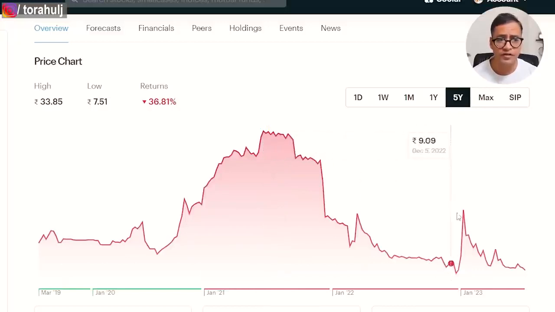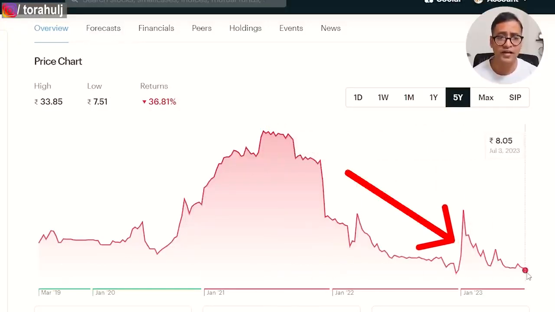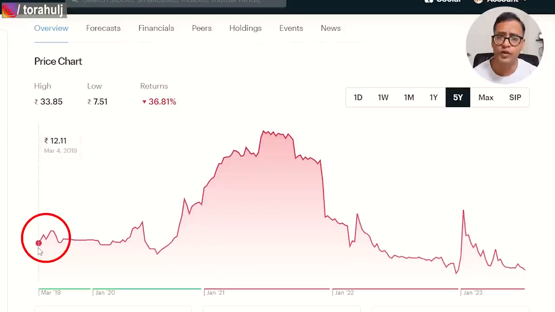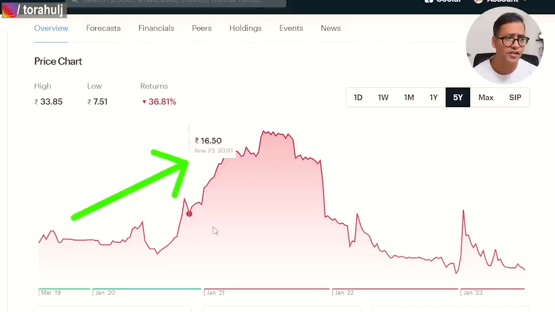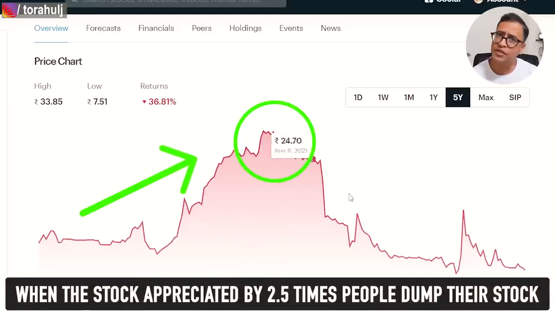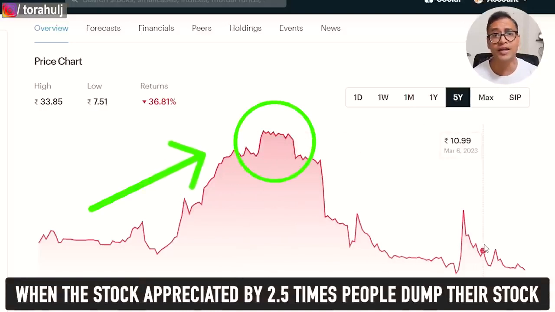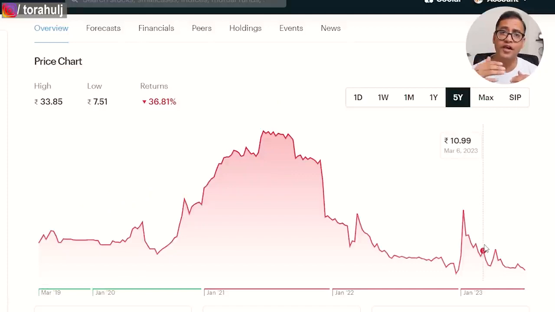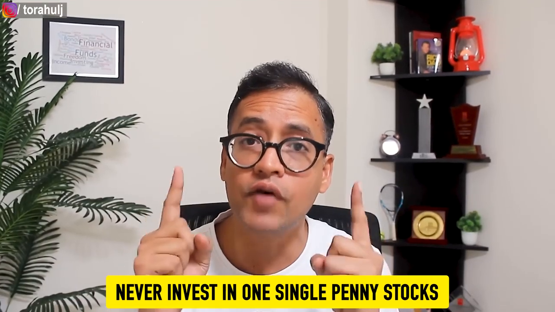And you see what happens afterwards. The stock has fallen down and has in fact given losses. It is now trading at 8 rupees, giving losses to people who invested here at 12 rupees. So what happened there? Simply, when the stock appreciated by 2.5 times, people dumped this stock, right? And this happens a lot in penny stocks, where even if for a shorter duration of time a penny stock might have given you good notional profit, it comes tumbling down extremely fast. They are extremely risky stocks. The moment people make money, they dump them. Pump and dump happens a lot in penny stocks. So please be careful. Therefore, the good strategy will be that you never invest in one single penny stock.